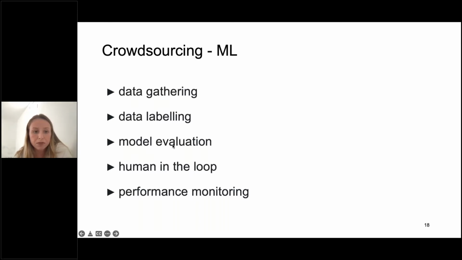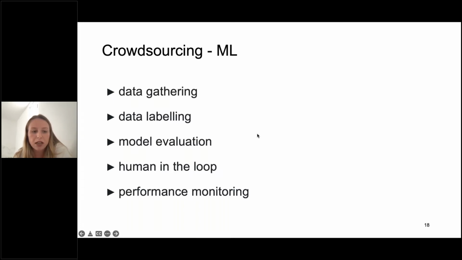But crowdsourcing could also be used for model evaluation. So imagine that you already have a model, it's working, and you have created a new one. You could actually ask the crowd which version of the model is better. So it could be used for some A/B testing as well.